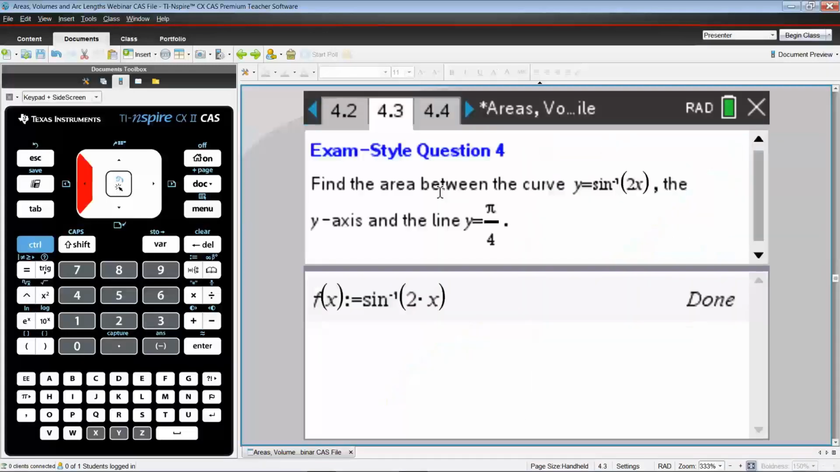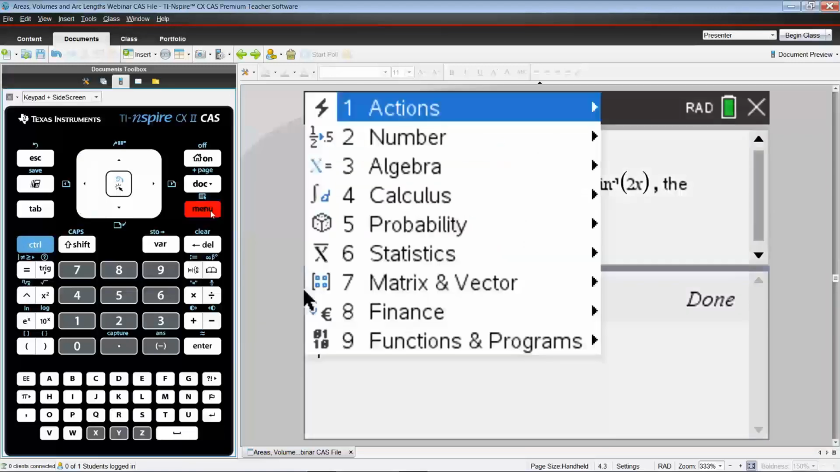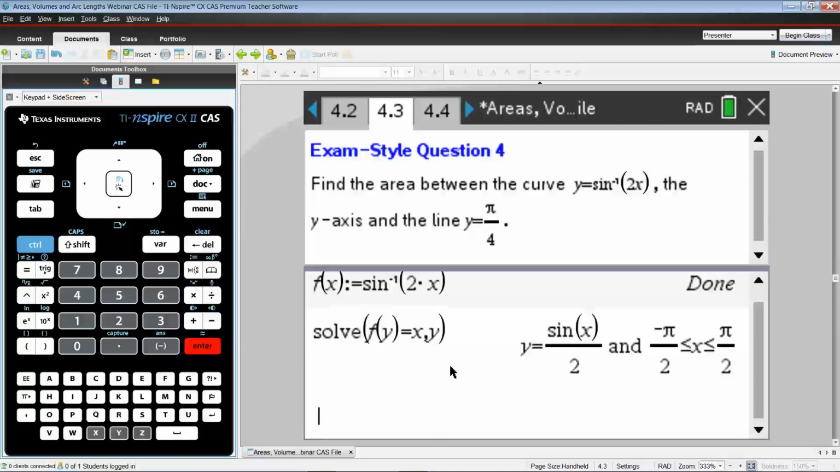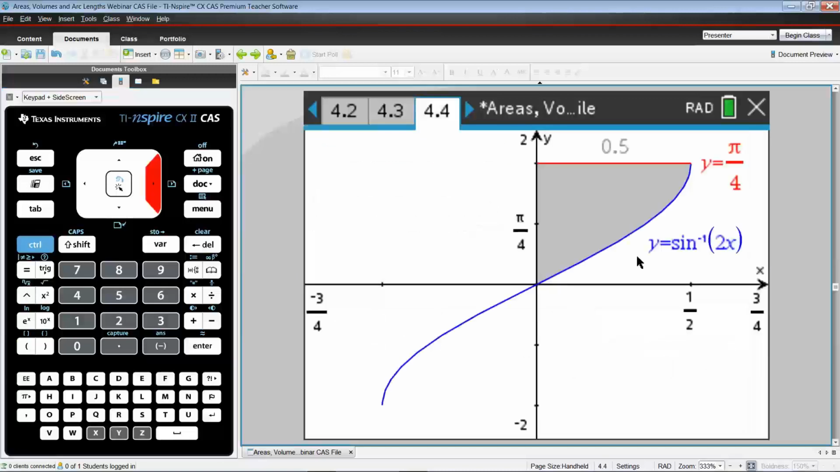All right, so first thing we need to do is basically solve this equation for y. The easiest way to do that is menu 3.1, solve, and then we're simply going to put f of y is equal to x and solve for y. Okay, so what we now have is y equals half of sine x. And as you can see, it's only defined between negative pi on 2 and pi on 2. And the reason behind that is because the original inverse sine 2x function is defined between negative pi on 2 and positive pi on 2, or negative pi on 4 and positive pi on 4 in terms of the y values.